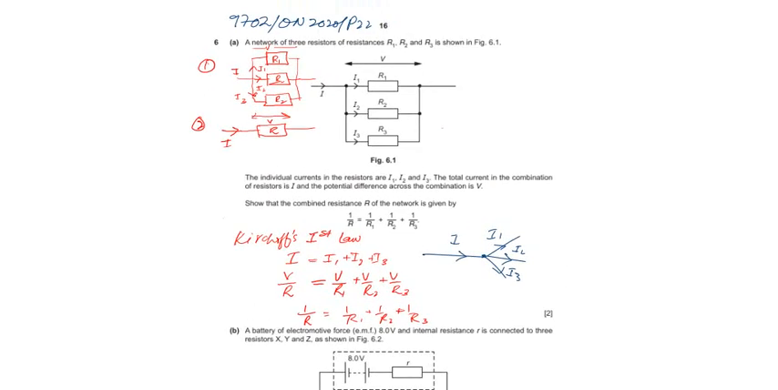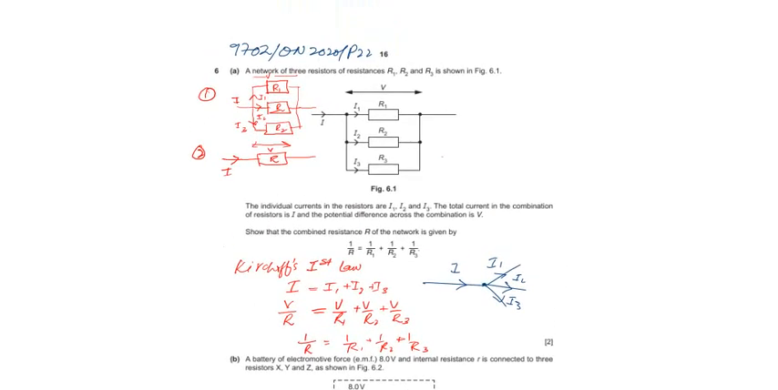9702 November 2020, paper 2, variant 2. The topic is from the DC circuit. Question number is 6, part A. A network of three resistors of resistance R1, R2, and R3 are shown in the figure.